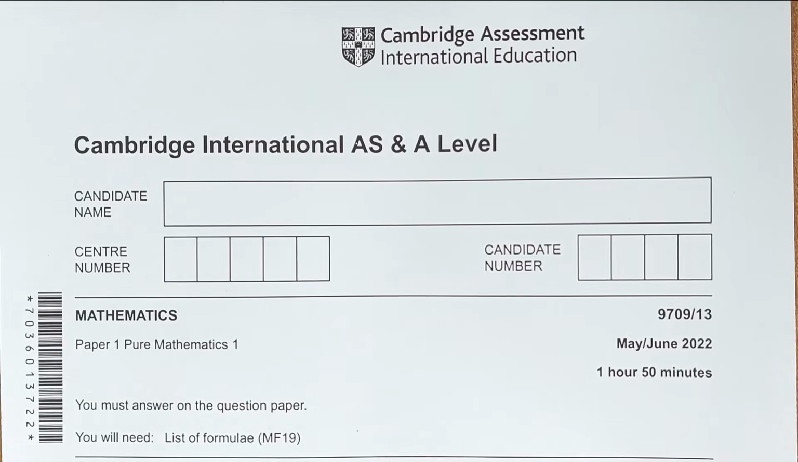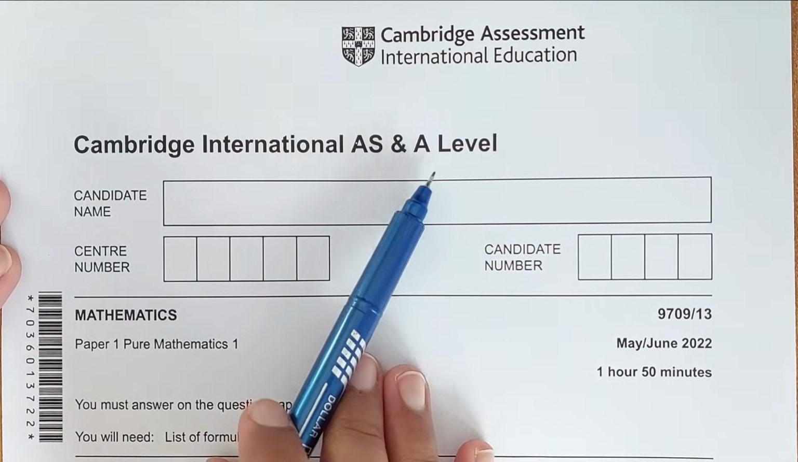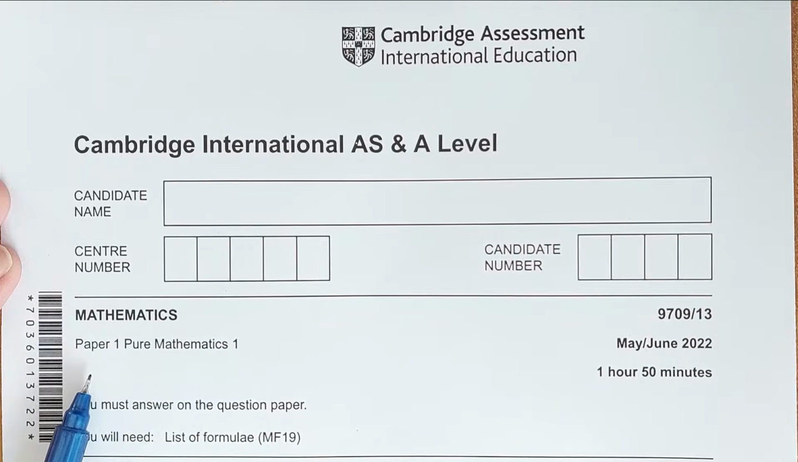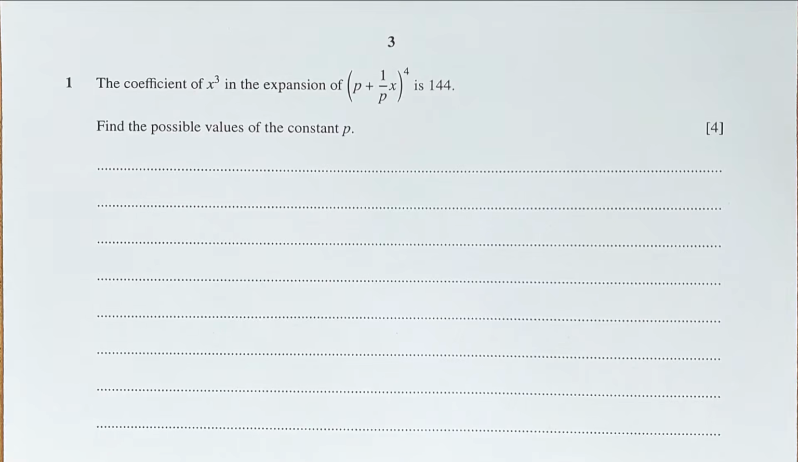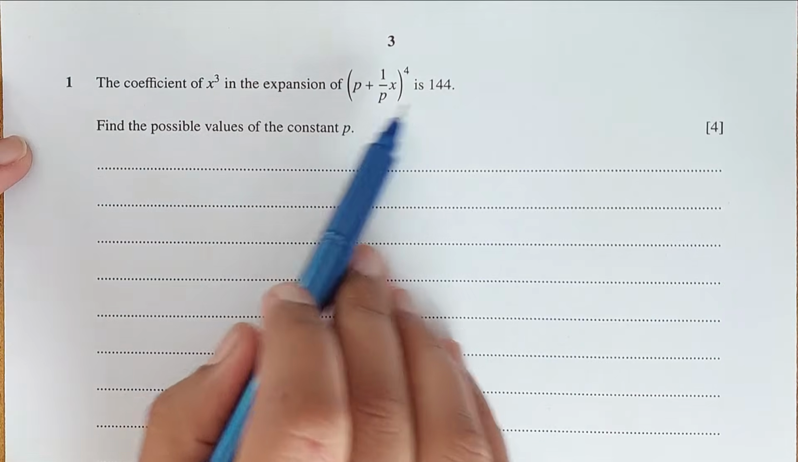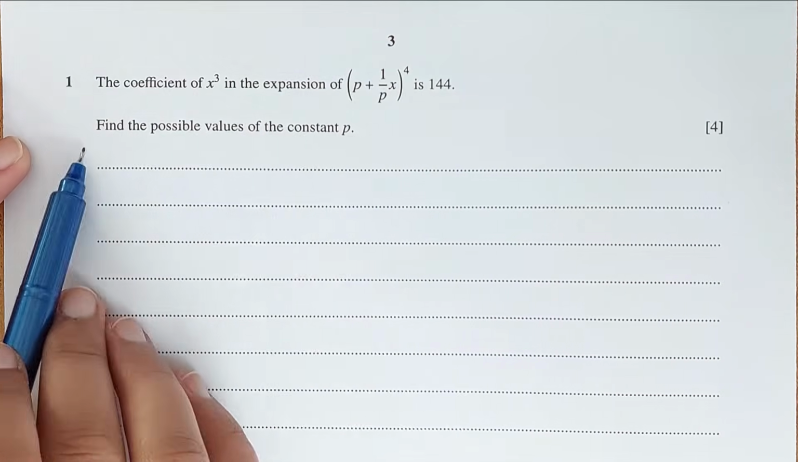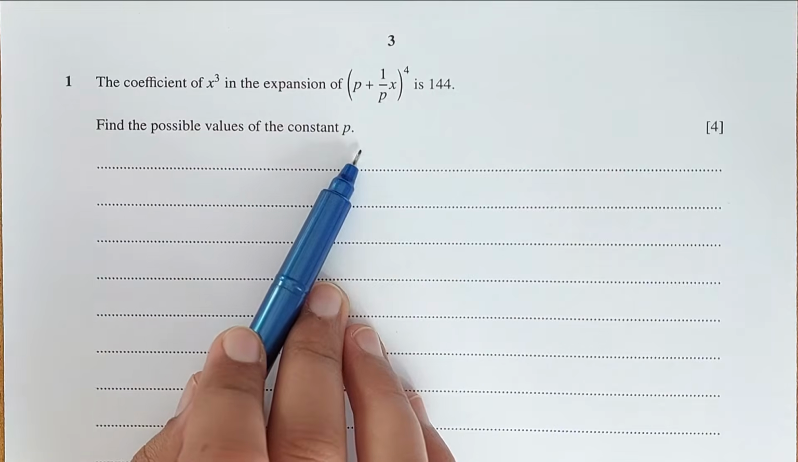Hi everyone, in this video I'm going to solve A-Levels Mathematics Paper 1, Pure Maths 1 in the May-June 2022 session, Paper 1-3. So let's start with the first question. Question number 1: the coefficient of x cubed in the expansion of this is 144. Find the possible values of constant p.